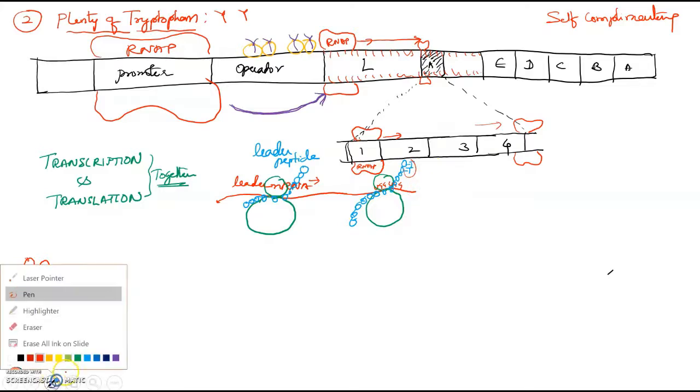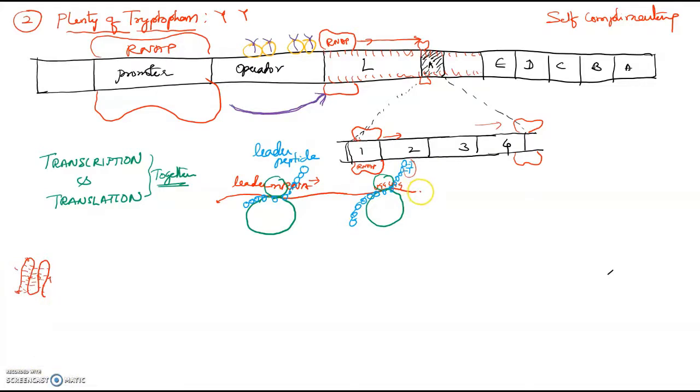But what will happen to the 3-4 segment? This 3-4 segment will form a hairpin bend here. This is 3, this is 4, they are self-complementary to each other, so they will form a hairpin bend. This 3-4 hairpin bend is inhibiting the RNA polymerase from going any further.